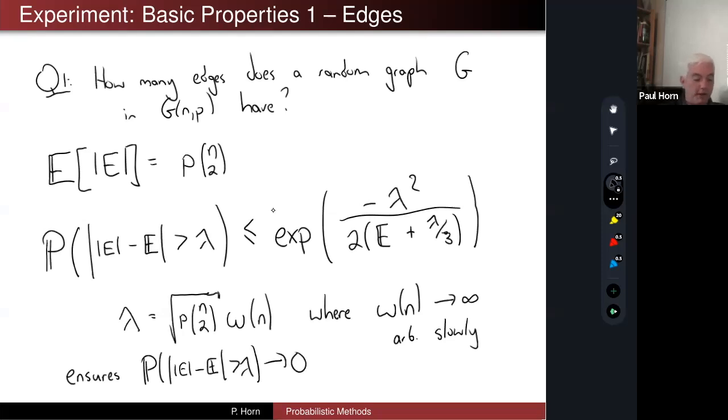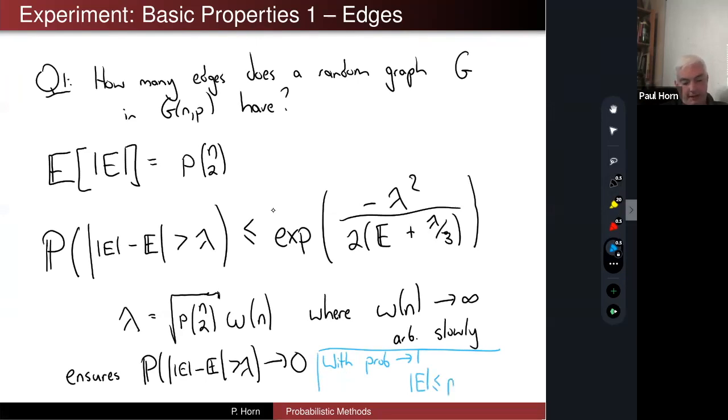That is, with probability tending to 1, let's write it here, with probability going to 1, the number of edges is between this expectation plus this square root times omega, and this expectation minus this square root times omega.